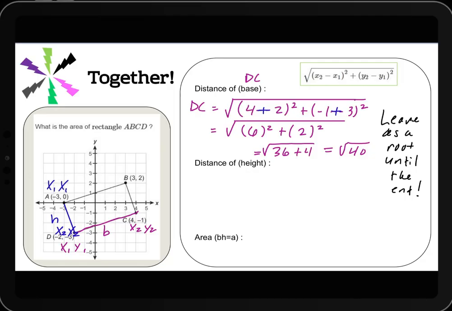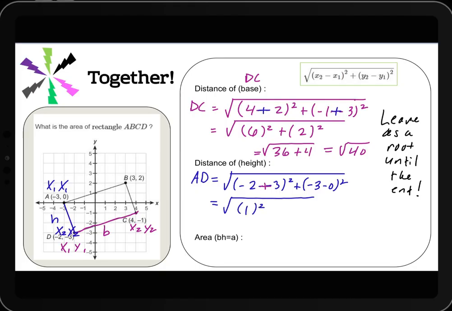So we have AD, or DA if you want to use DA, that's fine. I'll just use AD. Square root of, we have our x2, -2, minus -3 quantity squared, plus -3 minus 0 quantity squared. And again, negative of a negative is positive. So I got the square root of positive 1 squared and then -3 squared. That gets us 1 plus 9, so that's the square root of 10.